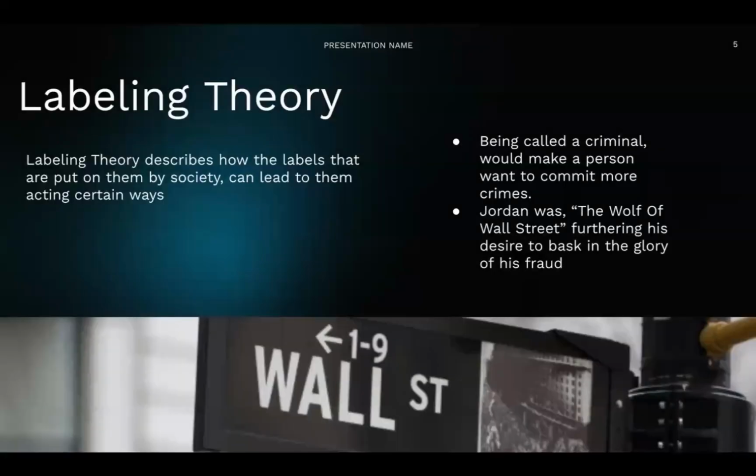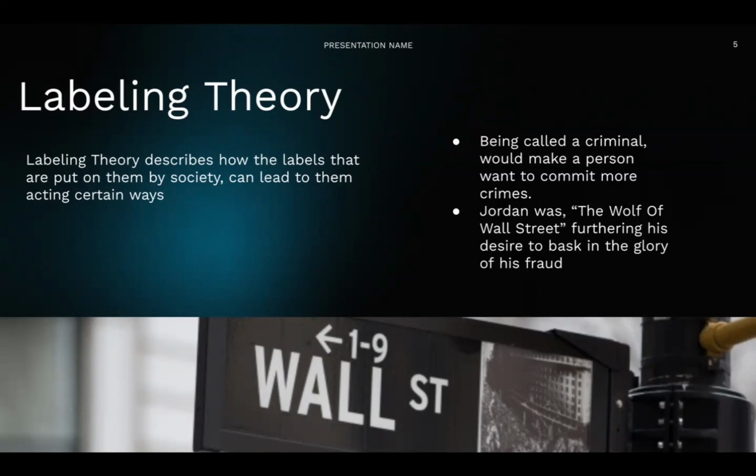Next up, labeling theory. Labeling theory describes how the labels that are put on people by society tend to lead them to act in certain ways. Labeling theory focuses on how societal reactions and labels influence individuals' identities and behaviors. It suggests that deviance is not inherent, but rather the result of society's reaction to an individual's actions.